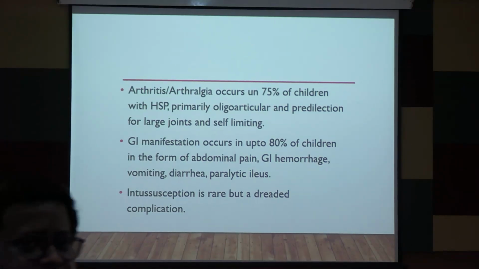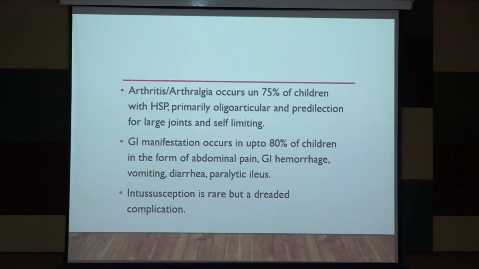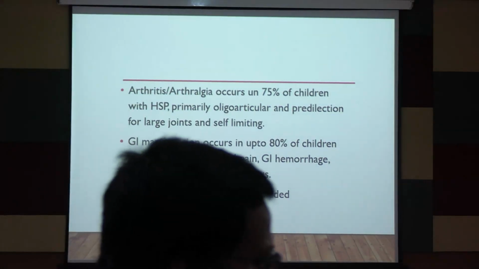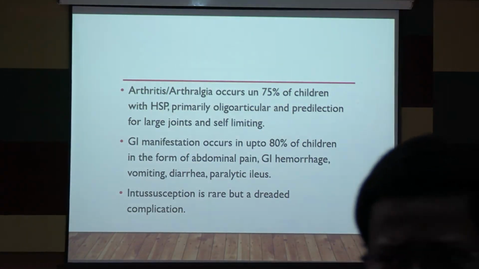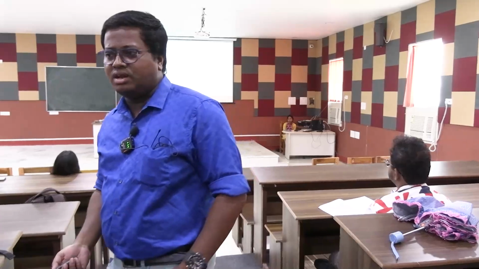The triad of HSP is palpable purpura, GI involvement, and arthralgia or arthritis. What is arthralgia? What does arthralgia mean? Discomfort of joint. Okay, discomfort of joint is arthralgia.